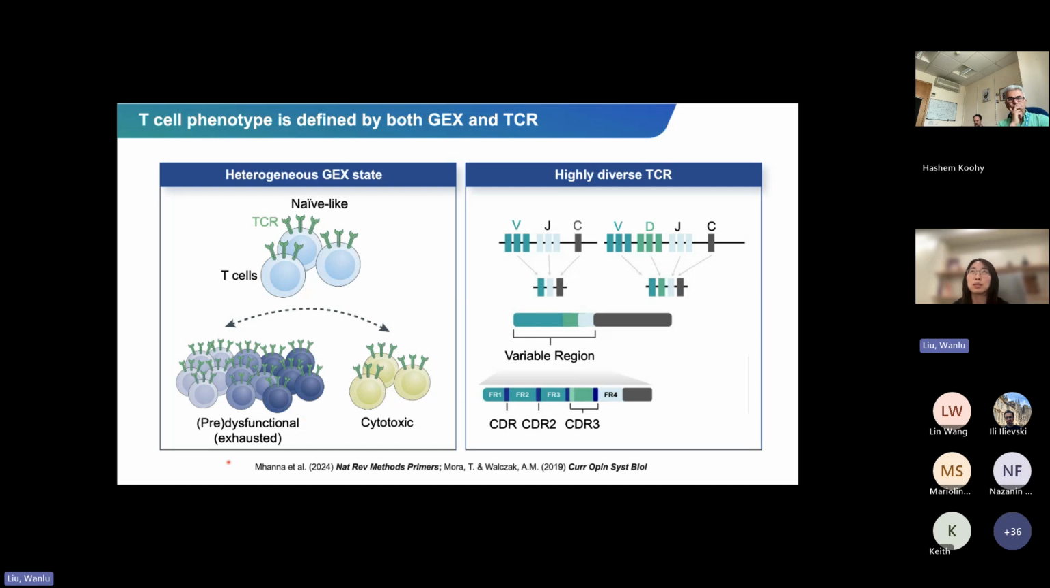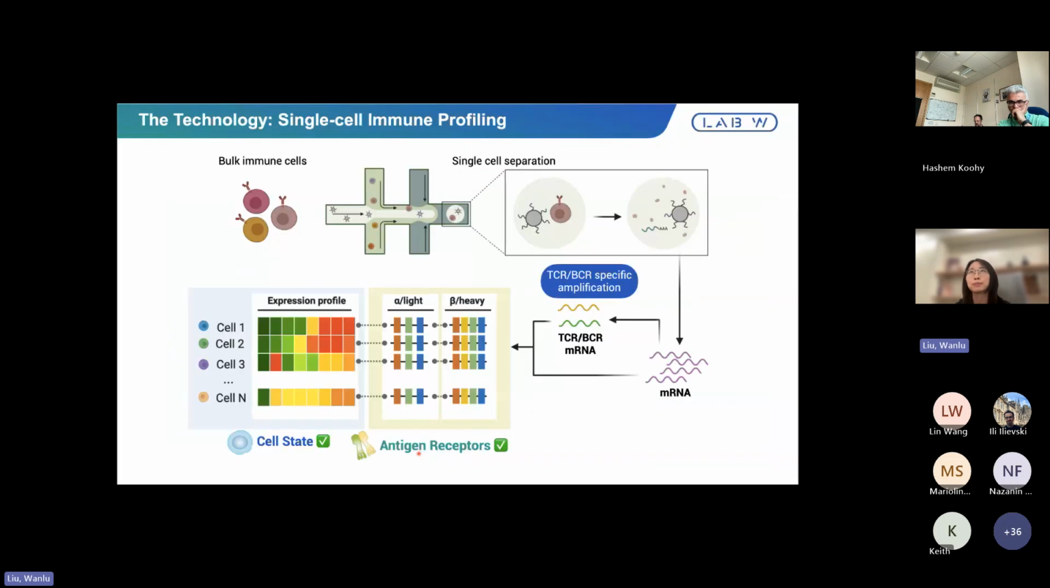But T cell phenotype is defined by both gene expression and TCR. As we mentioned before, in T cells there are very heterogeneous gene expression states. T cells can be naive, and they can be induced into cytotoxic functional states or can go into pre-dysfunctional exhausted states. On the other hand, TCR is very highly diverse. So it's very important to capture both the gene expression and the TCR information at the same time in order to better uncover those functional TCRs.